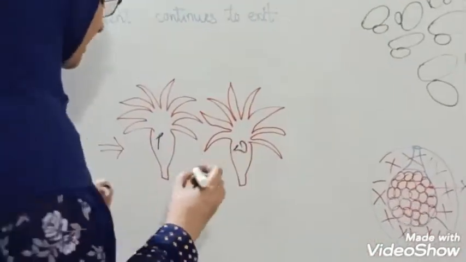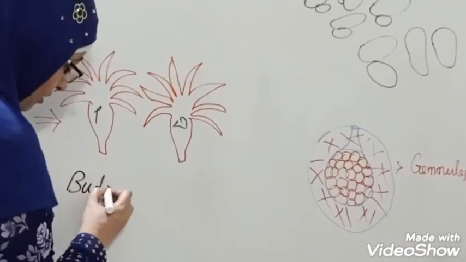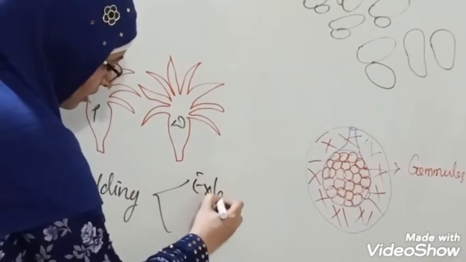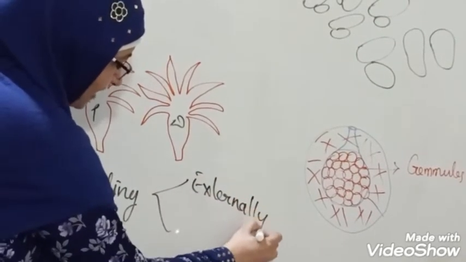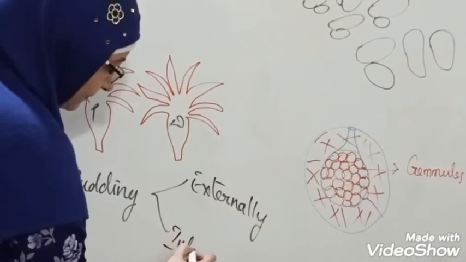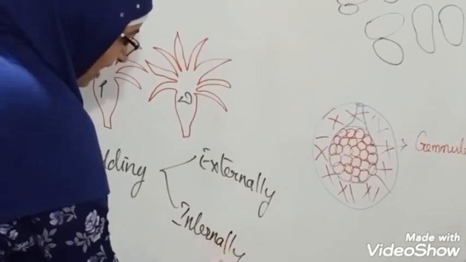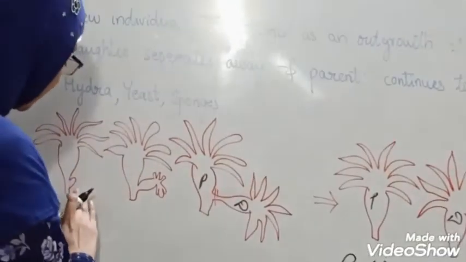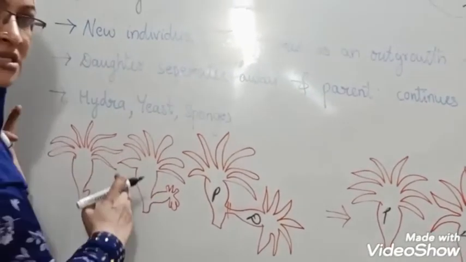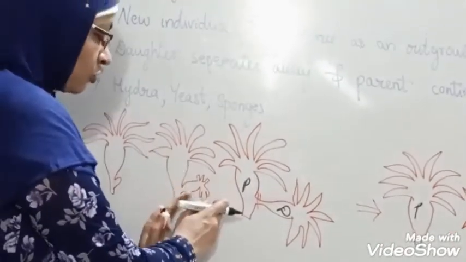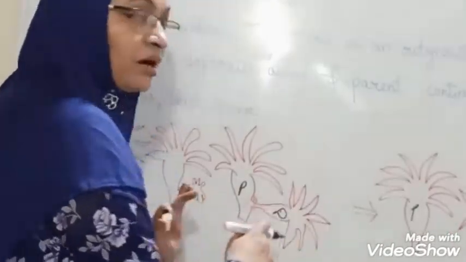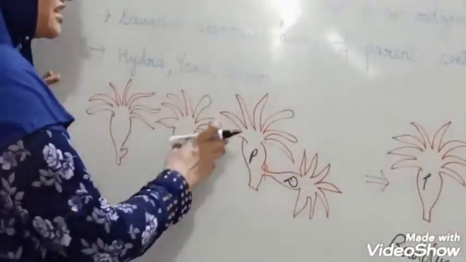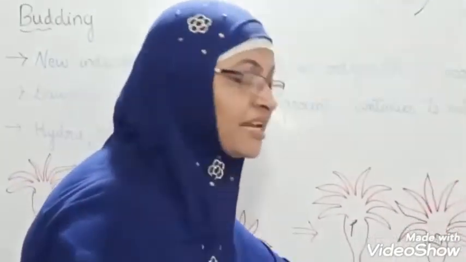Budding can be external budding. Budding happens externally as well as internally. As we discussed, in hydra and yeast both, it is happening externally. We can see that an outgrowth bump has come, then it has grown into a baby, then into a big baby, then it matured and separated. As we can see this externally, we call this external budding.